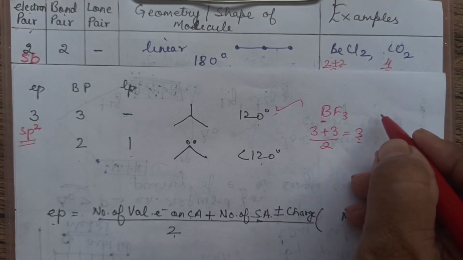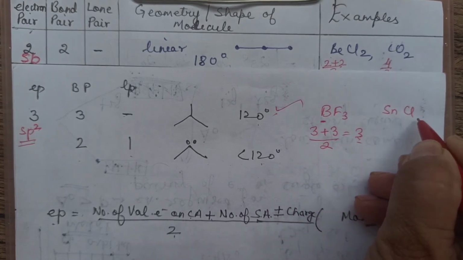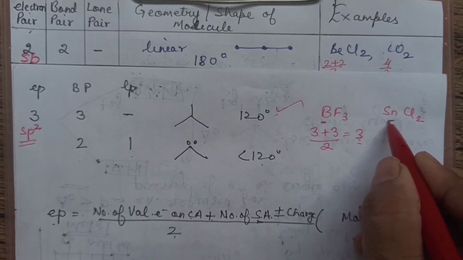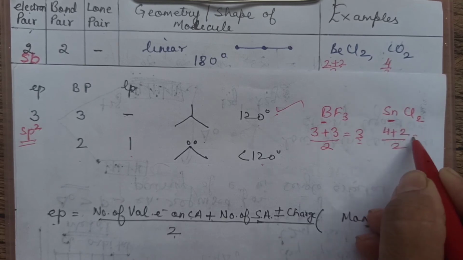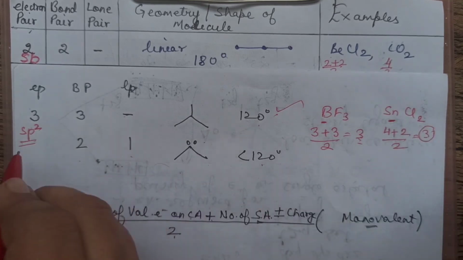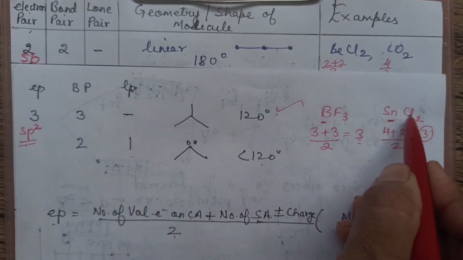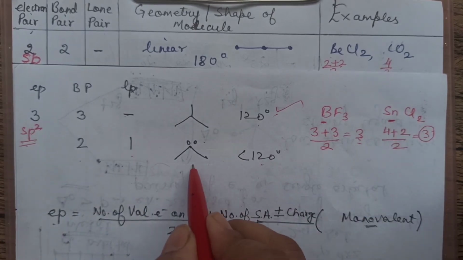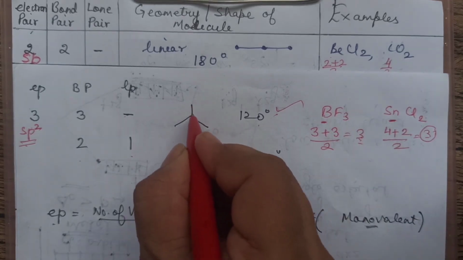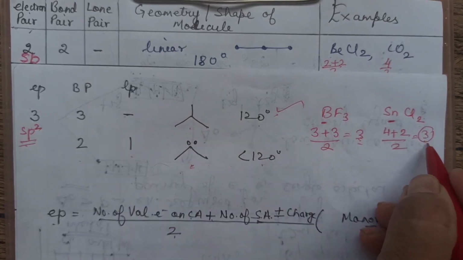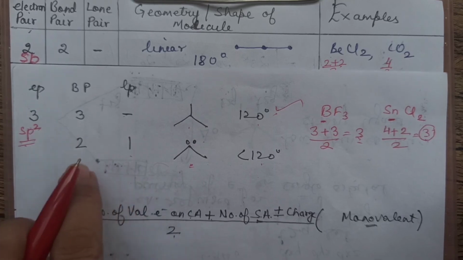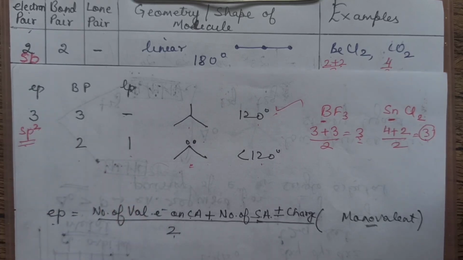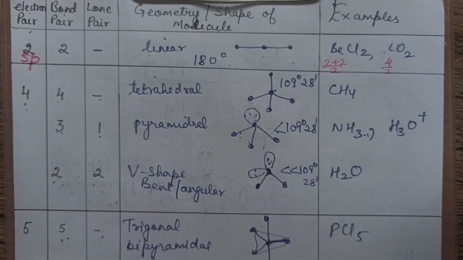Suppose I apply this to one more example, SnCl2. Number of valence electrons here 4, plus 2 surrounding elements, divided by 2. You are getting 3. 3 means sp2 hybridization, but 2 surrounding elements means one lone pair. That means it is V shape. It is a bent molecule. If there is no lone pair, this is trigonal planar. If there is one lone pair like here, it will be V shape. Clear? Please pause it and make this tabular column for your reference. It's very, very important.